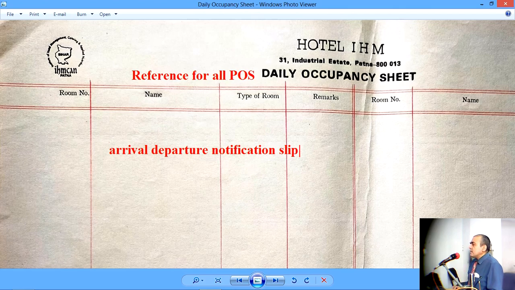So, in case there is an unexpected checkout or unexpected arrival, or if there are arrivals and departures, and this occupancy sheet is prepared in the morning and sent to all departments. So, if there are any variations, any changes, then front office department is supposed to fill this form, that is arrival departure notification slip, and circulate to all the points of sale in the hotel, so that they can update their records and handle the guest effectively, efficiently. There should not be any confusion about a guest occupancy status. So I think that's all in this presentation.